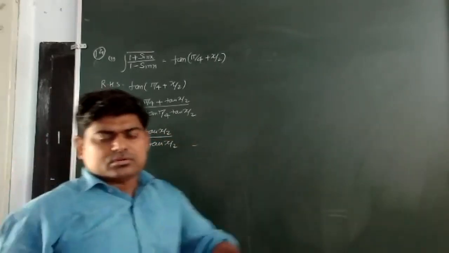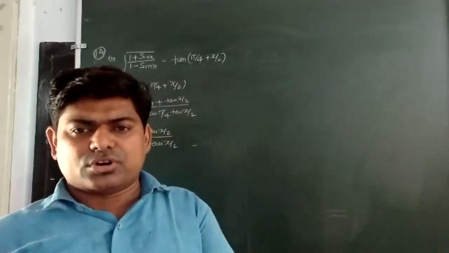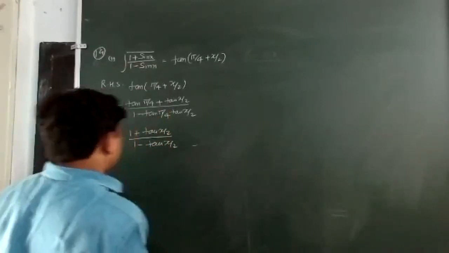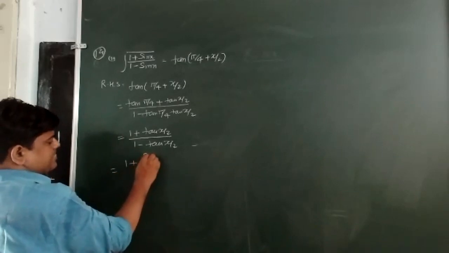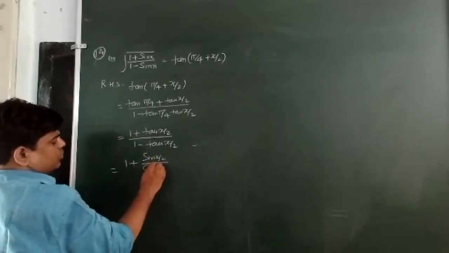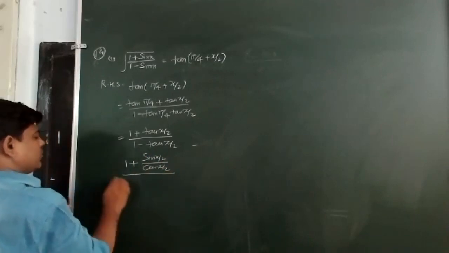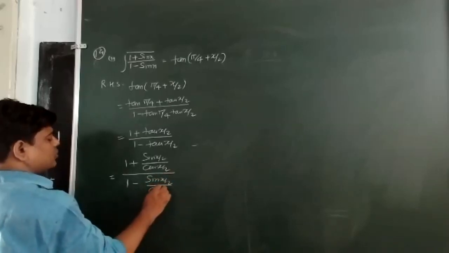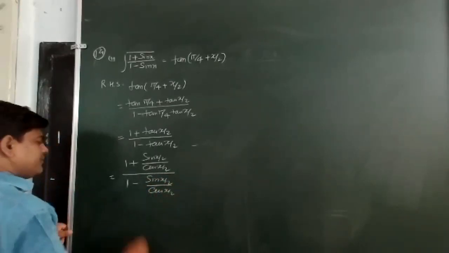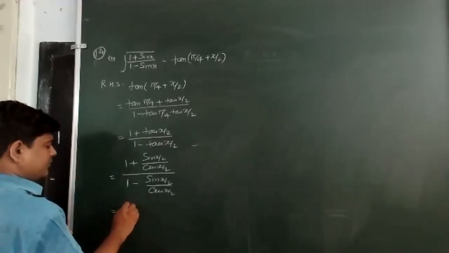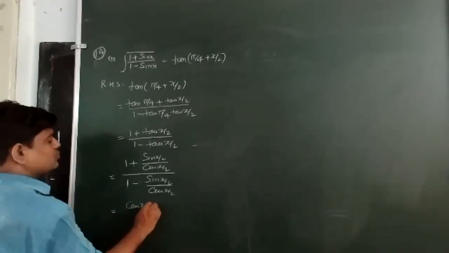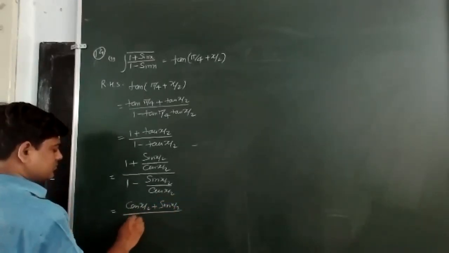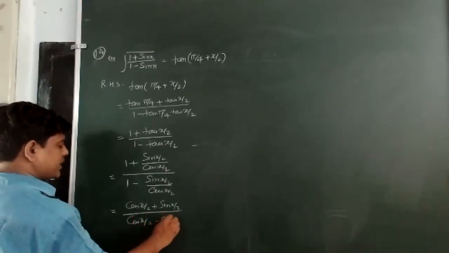Now, tan x by 2 can be written as sin upon cos. When I convert it in terms of sin upon cos, it will be 1 plus sin x by 2 upon cos x by 2, whole upon 1 minus sin x by 2 upon cos x by 2. And if I'm not wrong here, it can be written as cos x by 2 plus sin x by 2, whole upon cos x by 2 minus sin x by 2.